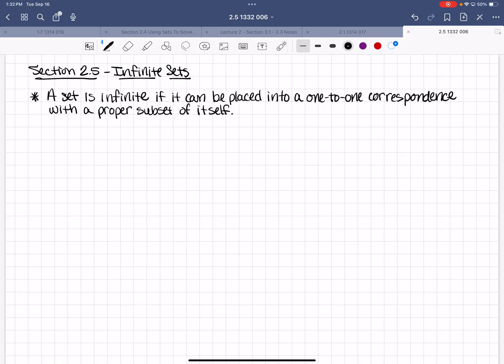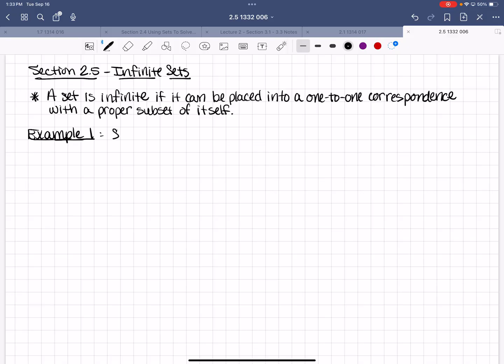Okay? So, we're talking about infinite sets, and the way to determine if a set is infinite is we ask, can we make a proper subset out of it where I can match every element of the big set to an element within the subset? So let's look at example 1. And it'll get a lot clearer once we do a couple of examples.